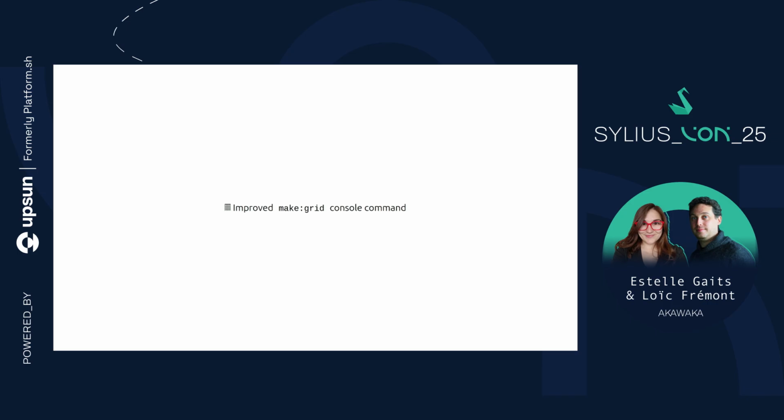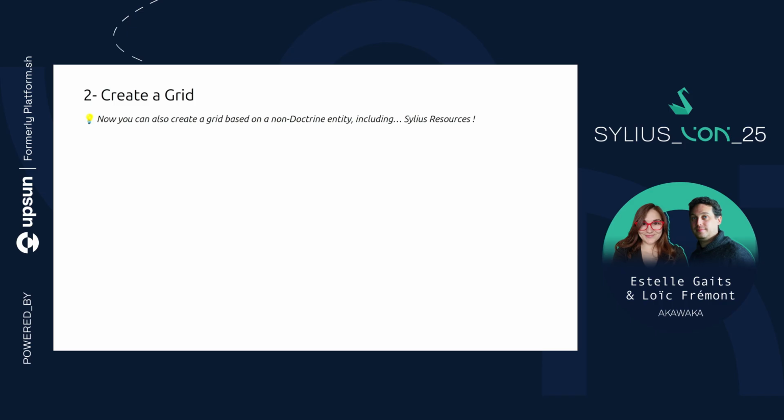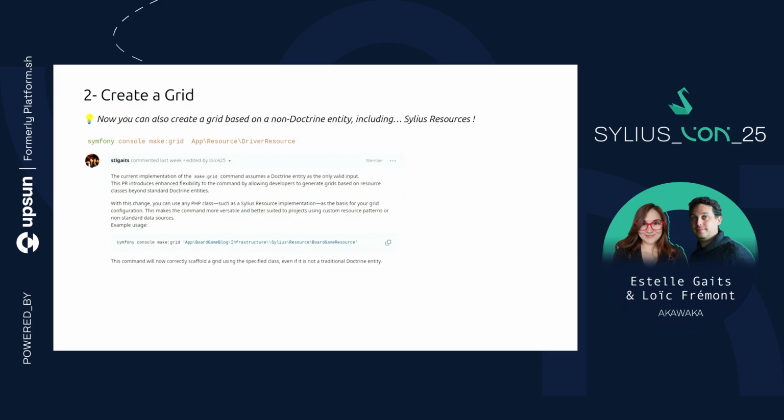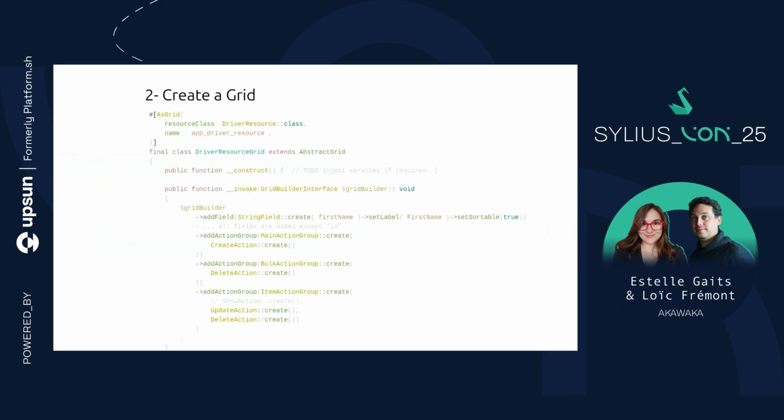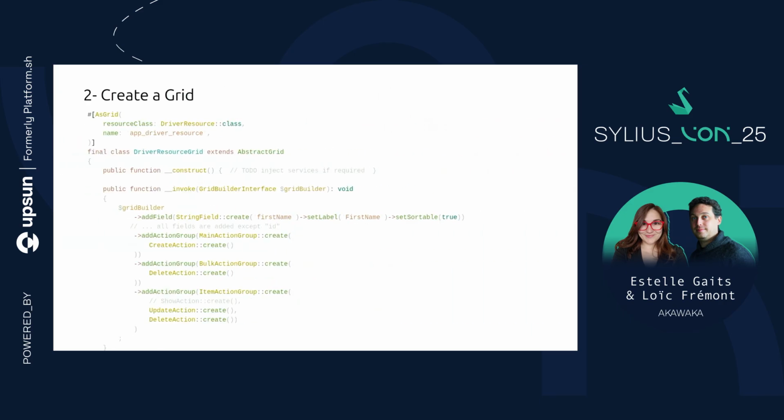And the problem I have is that that command used to only work with Doctrine entities, and I don't have a Doctrine entity. So we've improved it so that it works with any PHP class, okay? Any PHP class means a Sylius resource too. So now I can run Symfony console make grid and my resource, and it should generate a grid if I've done my job correctly. And that's what I get.